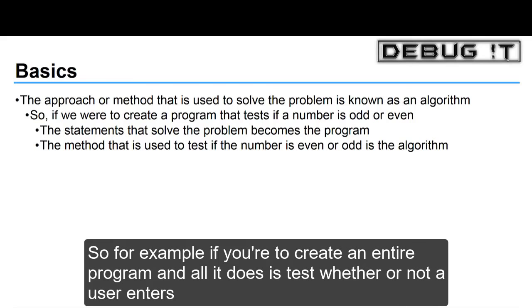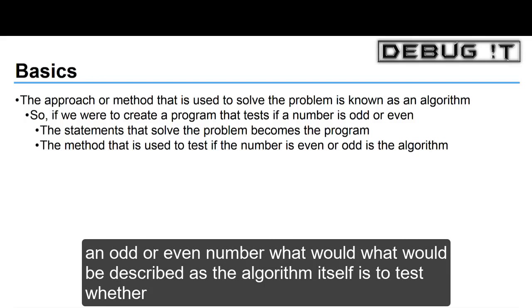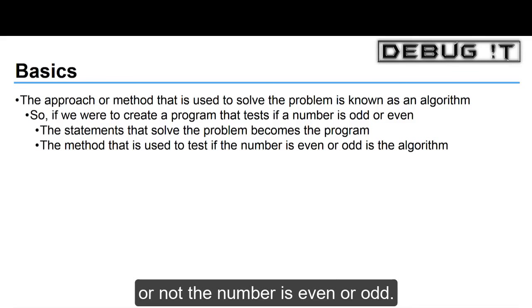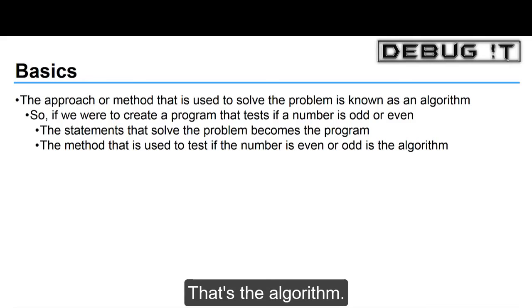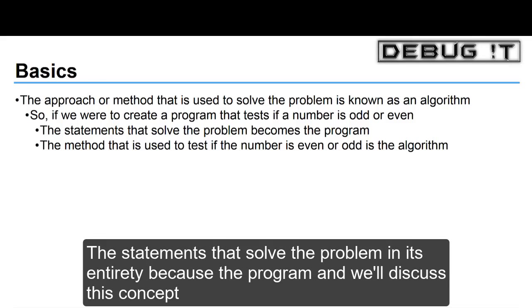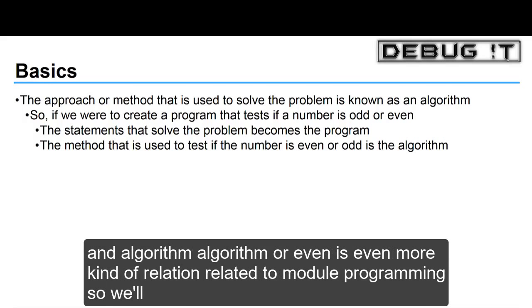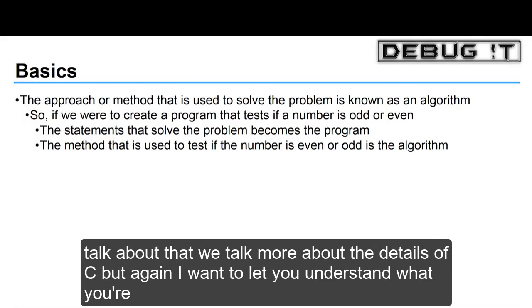For example, if you were to create an entire program that only tests whether a user enters an odd or even number, the algorithm itself is the test of whether the number is even or odd. That's the algorithm. The statements that solve the problem in its entirety become the program. And we'll discuss this concept, which is related to modular programming, when we talk more about the details of C.